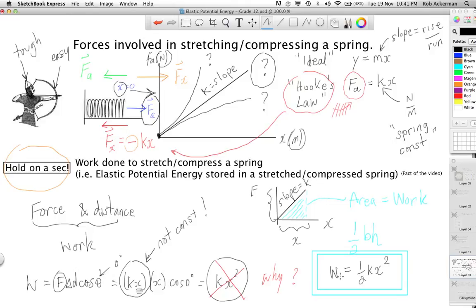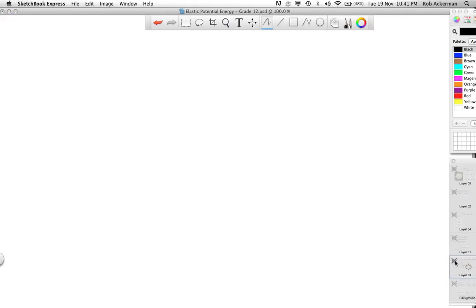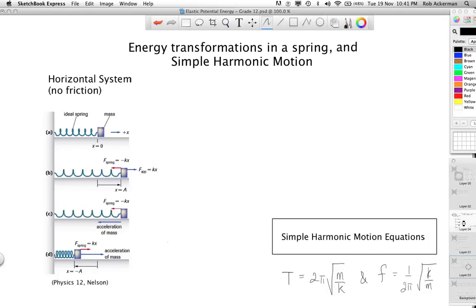And by the way, we have another name for the work done. Since you're doing work on the spring, you are storing energy in it. We also call this the elastic potential energy, or E with the subscript e. All right, now in a moment we're going to see how to use this formula, but first I'd like to show you an interesting system of a mass on the end of a spring.